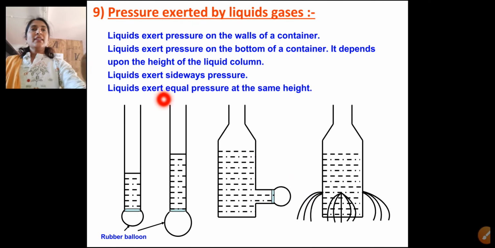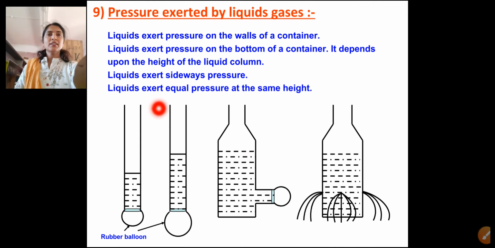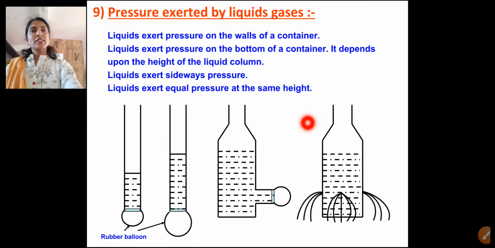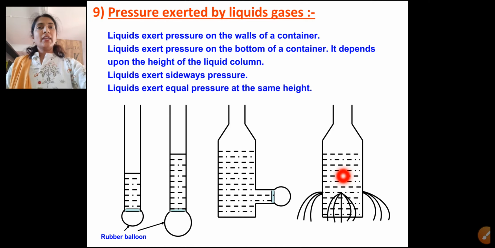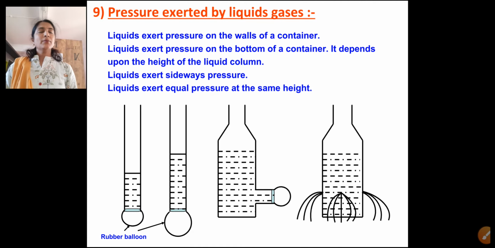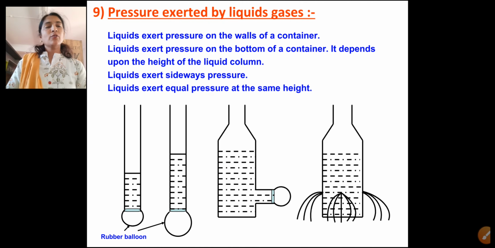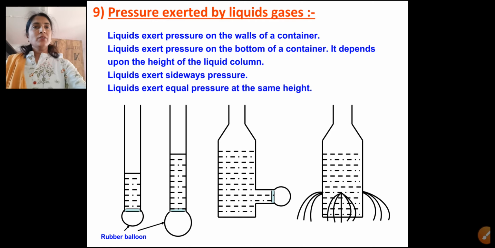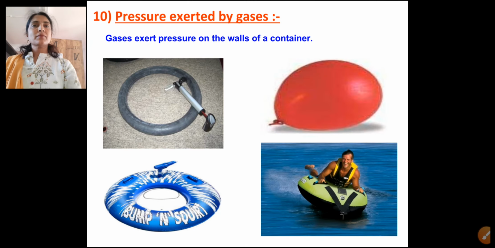Now, liquid exerts sideways pressure. Liquid exerts equal pressure at the same height. This is the example. If you see, there are some holes made on the bottle at the same height. The height of the holes from the bottom is the same. When the water is filled in the bottle, the water will start falling from the holes, and this water exerts equal pressure at the same height.